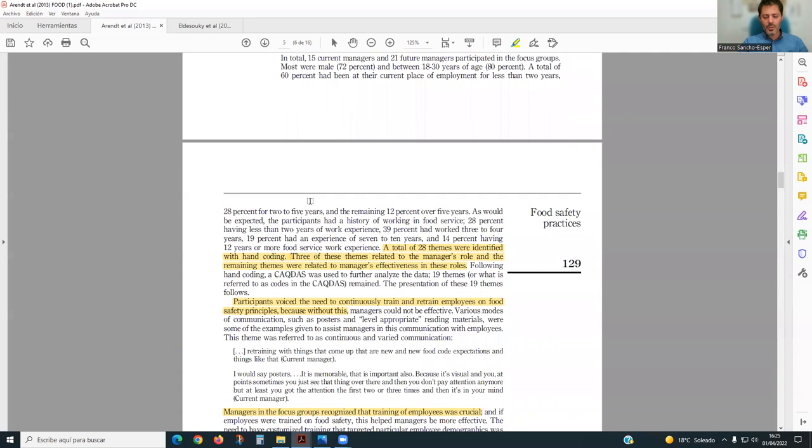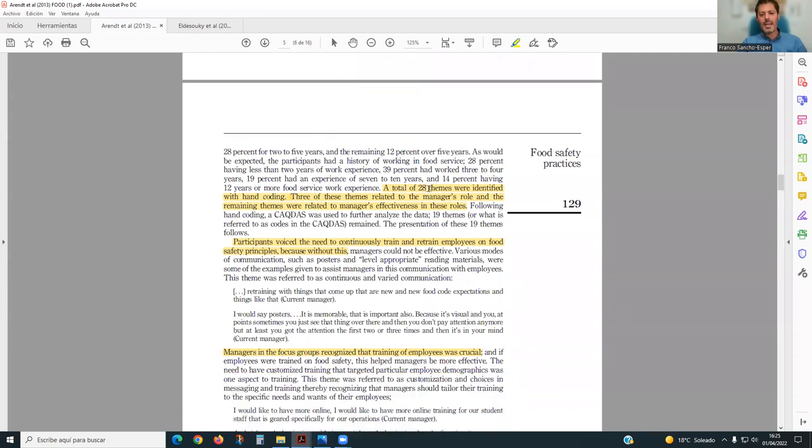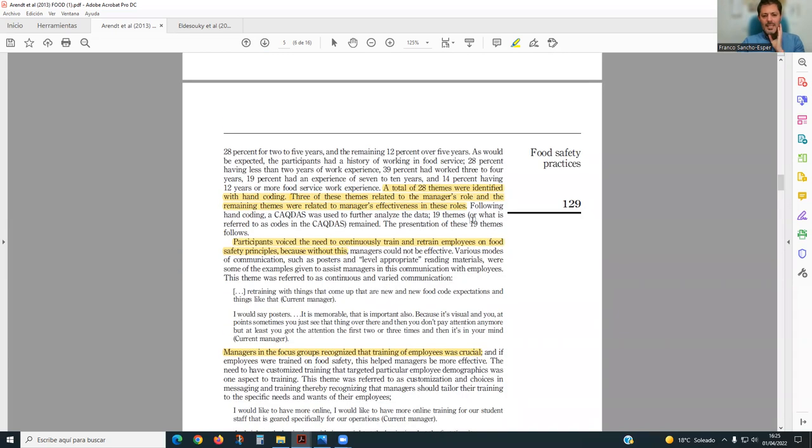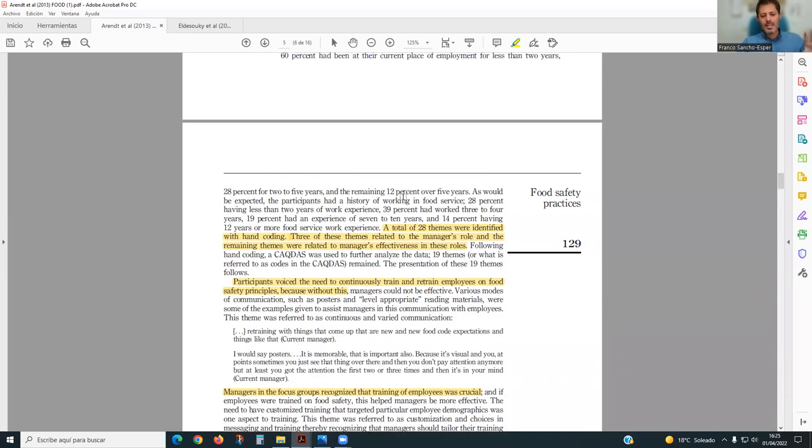And regarding the results, they say a total of 28 themes were identified with hand coding. Three of these themes were related to the manager's role, and the remaining were related to manager effectiveness in these roles. So they explain a little bit. Participants voiced the need to, and this is interesting, here they summarize in some way the number of codes, families, and so on.